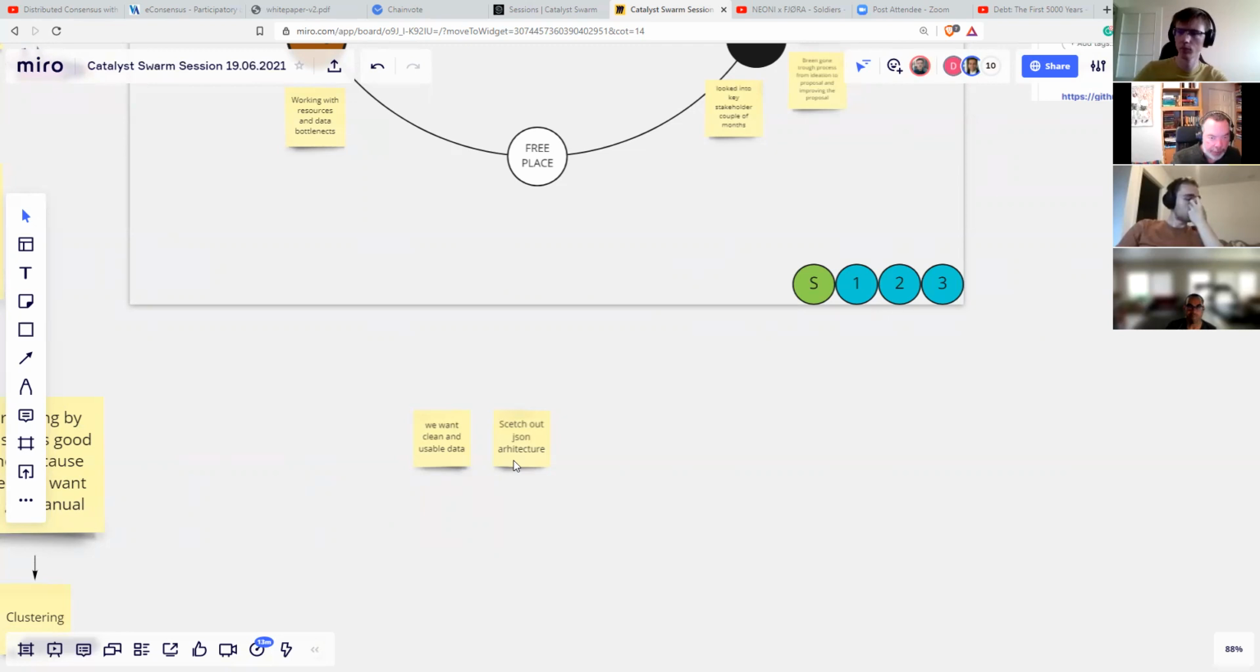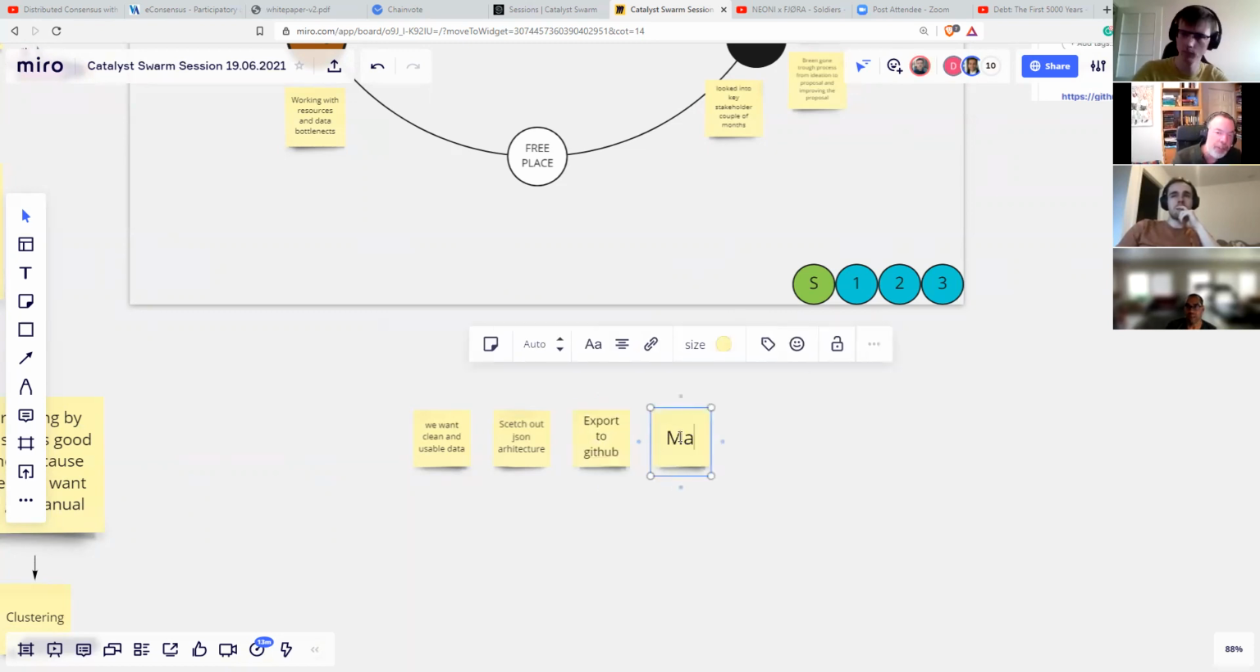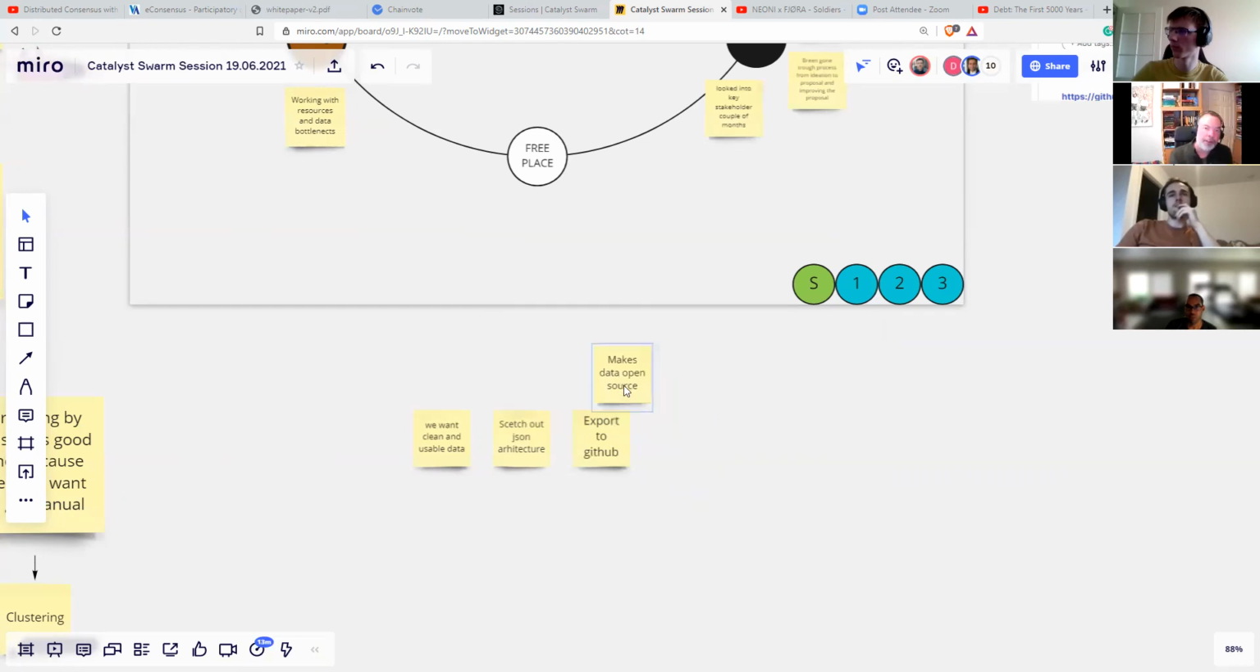So we're thinking, because the GitHub interface is also a JSON architecture, you could export it as issues to GitHub issues, and then the data exists on an open source platform. That's one thing. And secondly, we can treat them like issues. So we could open them, close them, and comment on them.